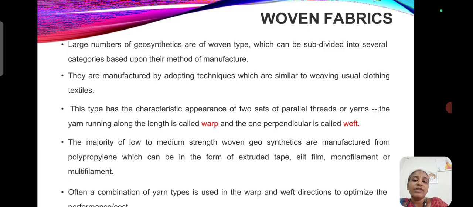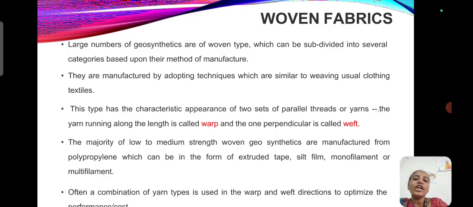When we discussed the functions of geotextiles, the main function is filtration. For filtration purposes, we can use woven fabrics, because woven fabrics will control the minute particles within the fabric itself, and it will be very helpful for soil stability also. A large number of geosynthetics are of woven types, which are subdivided into several categories based upon their method of manufacture, and they are manufactured by adopting techniques which are very similar to weaving usual clothing textiles.